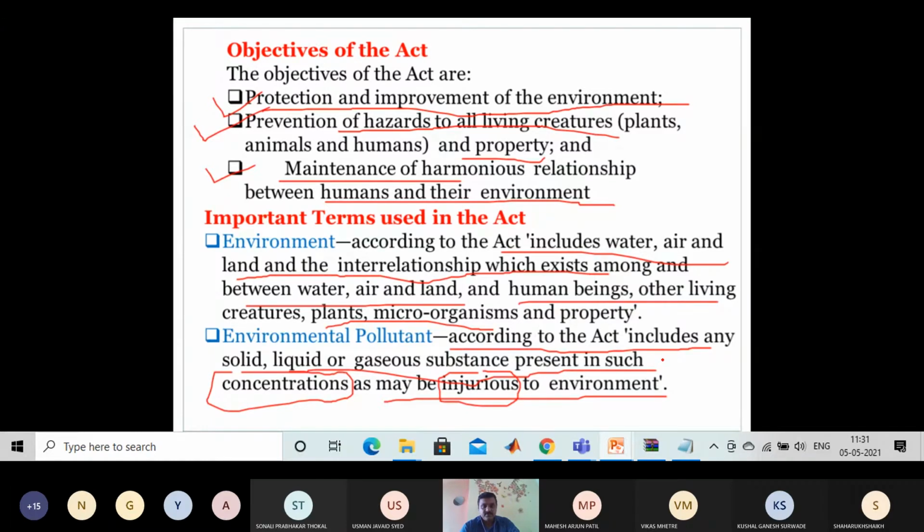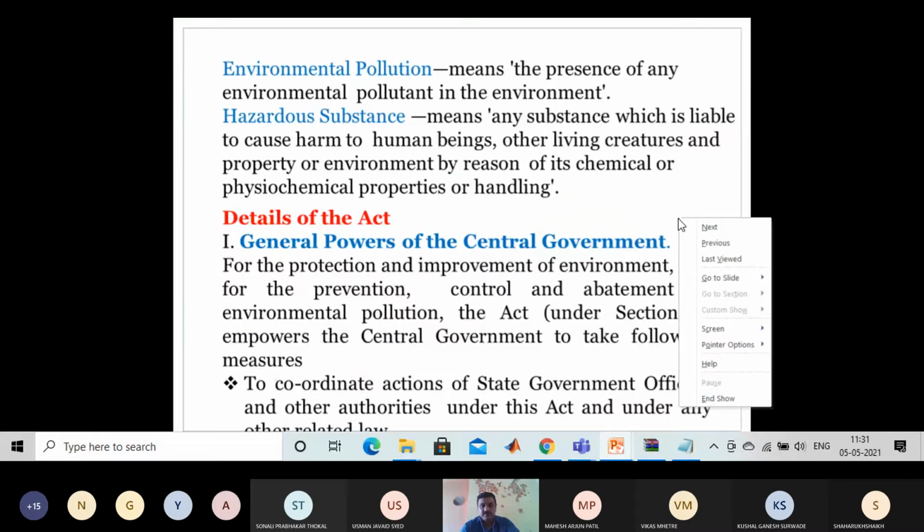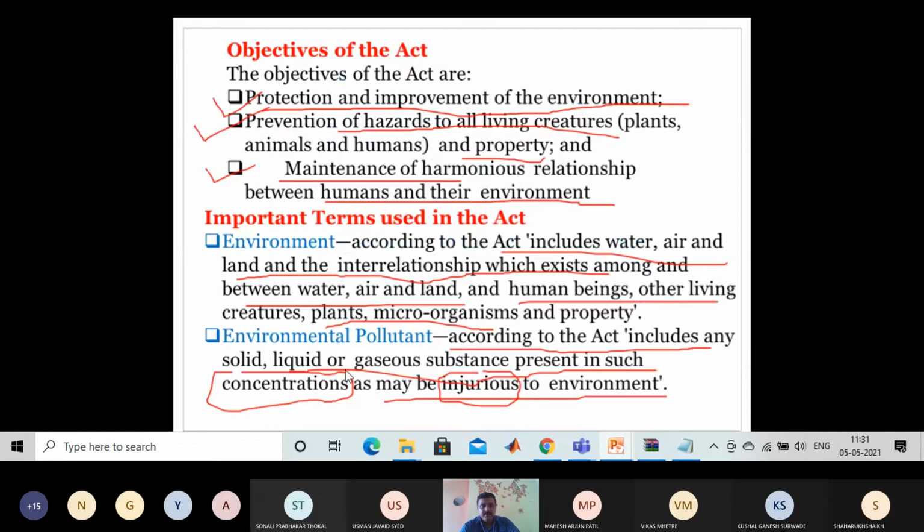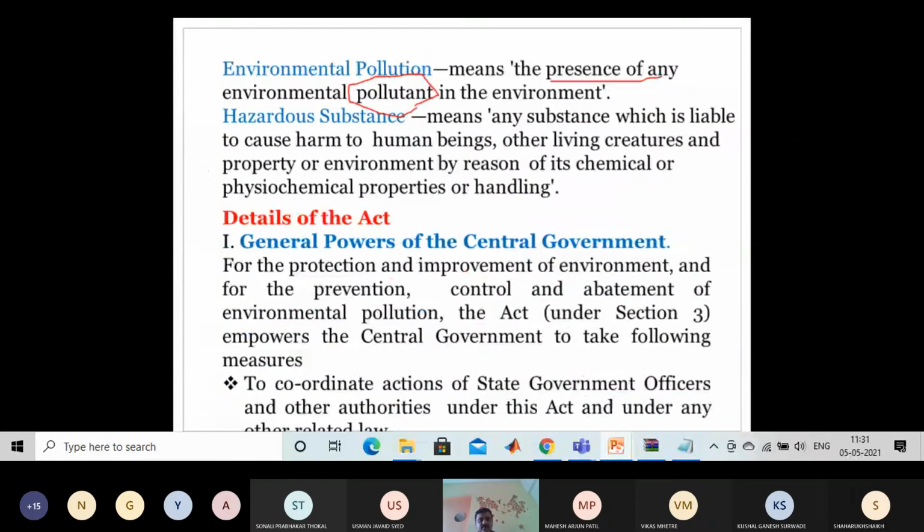The third definition is environmental pollution. It means the presence of any environmental pollutant in the environment. Don't confuse them. A pollutant is any solid, liquid, or gaseous substance present in such a concentration, meaning above the defined concentration level, that is going to be injurious to the environment. Then we can say that is the environmental pollutant. And this environmental pollutant is responsible for environmental pollution. So the presence of any environmental pollutant in the atmosphere, in the environment, that is your environmental pollution.